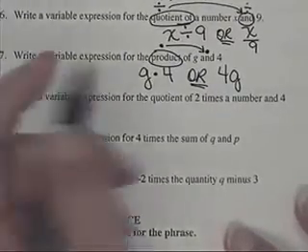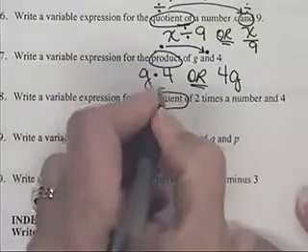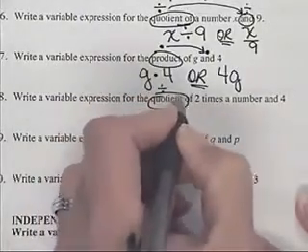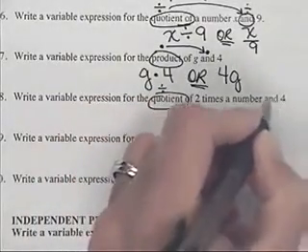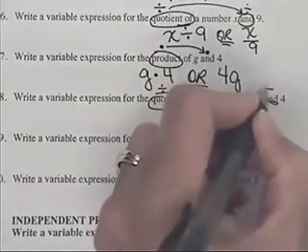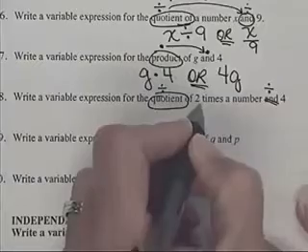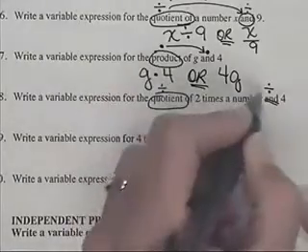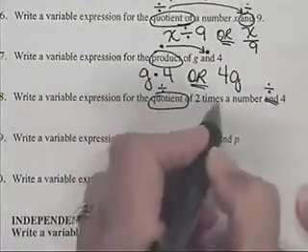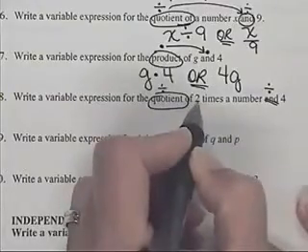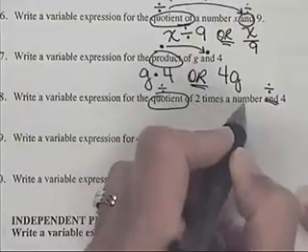Number 8 says the quotient of, again, that's division, and 2 times a number and 4. There's the word and. That's where I'm going to put the division sign. Now let's look at what that says. This doesn't just say 2 divided by 4. It says 2 times a number. Well, how would I write 2 times a number?